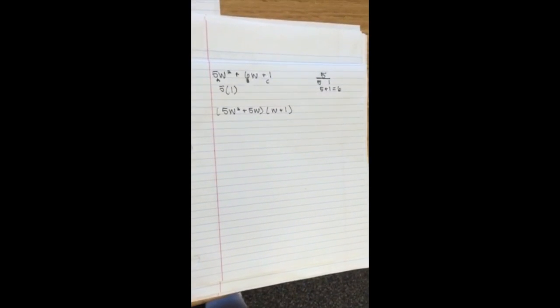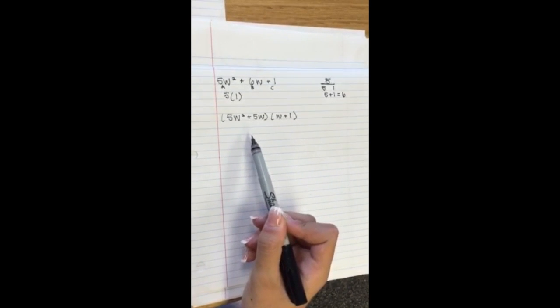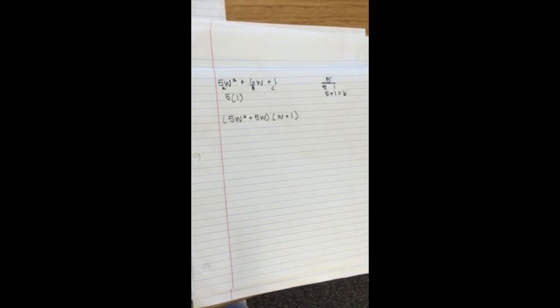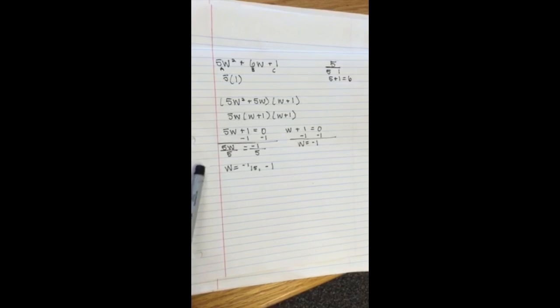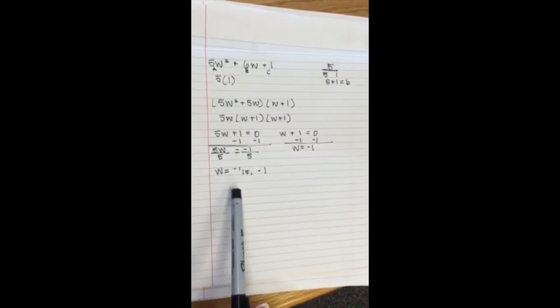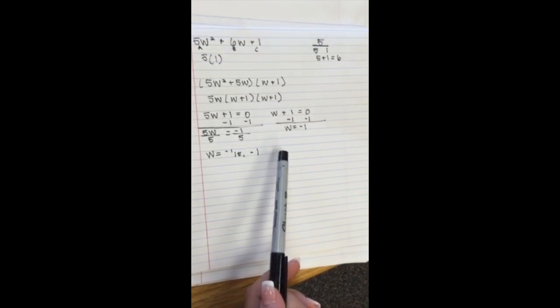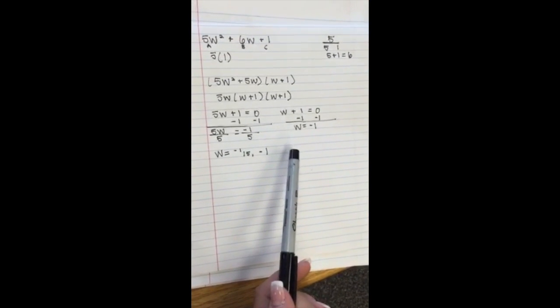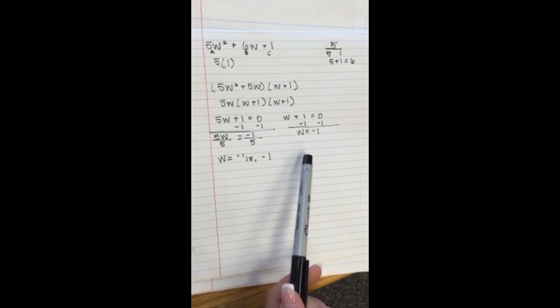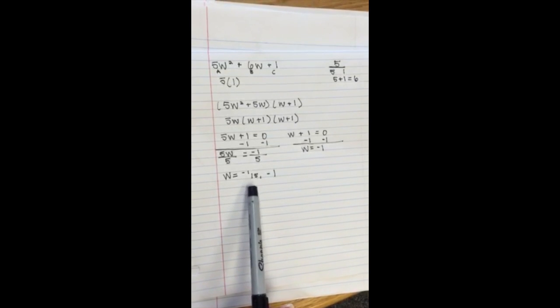In order to solve your equation, you need to take your factors and set them up in an expression that looks like this. When you divide 5w by 5 and negative 1 by 5, you get w equals negative 1 over 5. When you solve the other side of your equation, you get w plus 1 equals 0, and after subtracting 1 from both sides, you get w equals negative 1. So your factors of this equation are w equals negative 1 over 5 or negative 1.